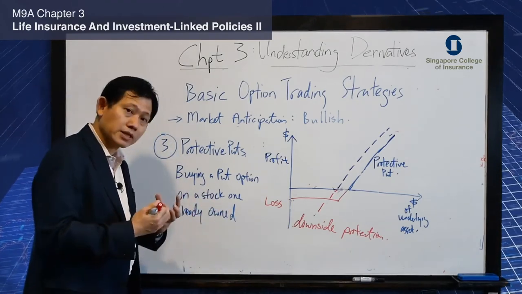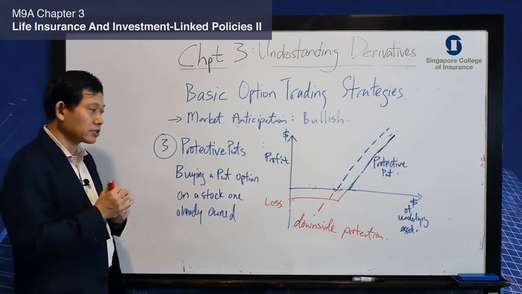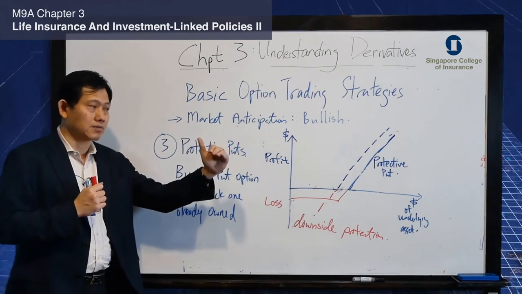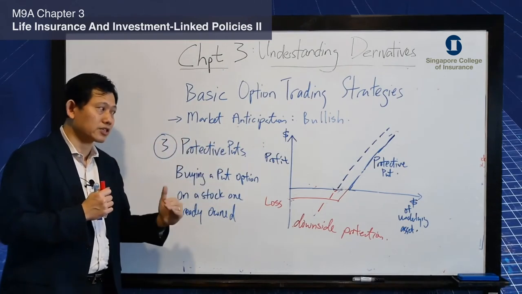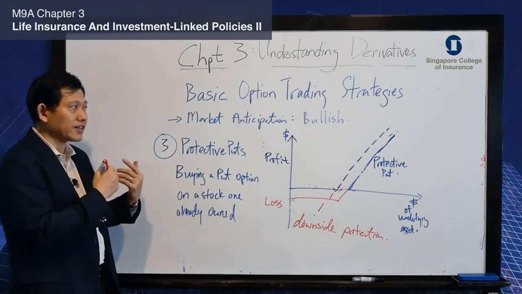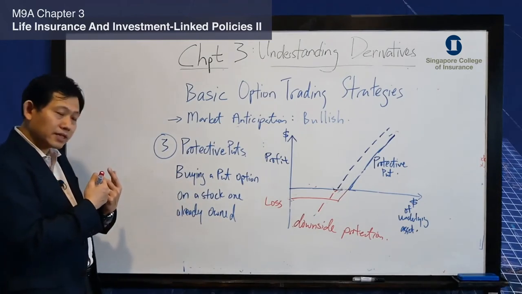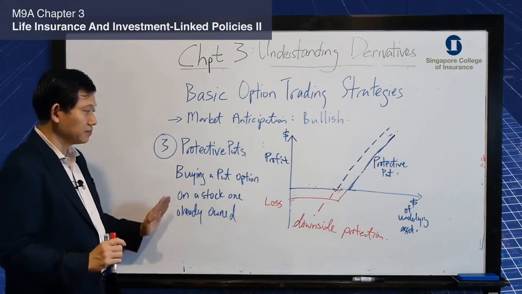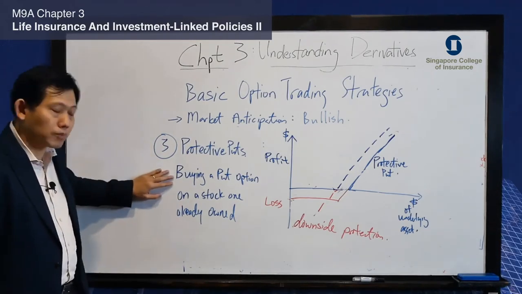For example, if you are a fund manager, you own a portfolio of equity stocks. You anticipate the market is bullish, yes. But you want to have some sort of downside protection if the market goes against what you have anticipated. Right? The assumption here is that you already own the underlying asset. Okay? Now, you will buy a put option.